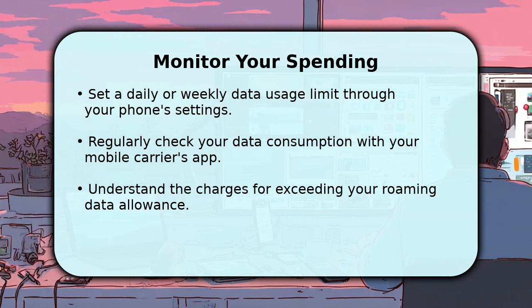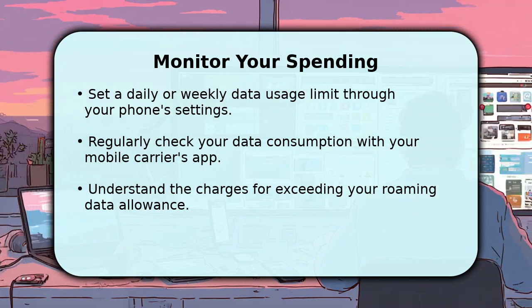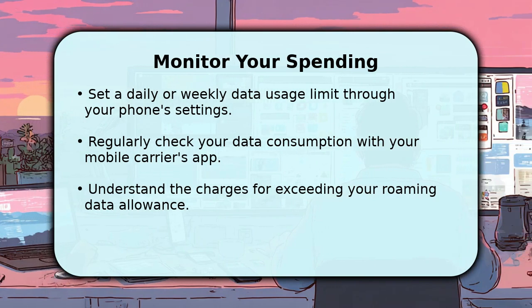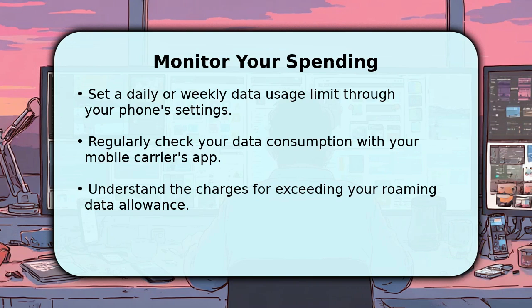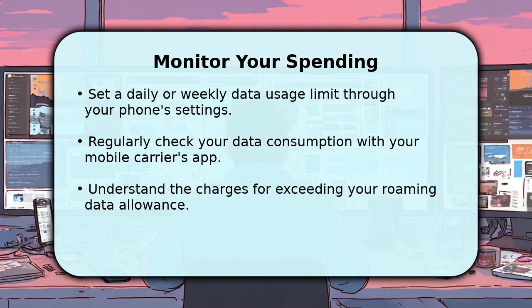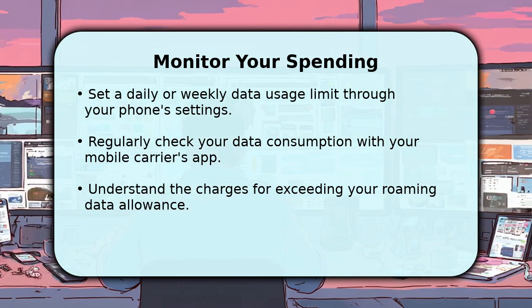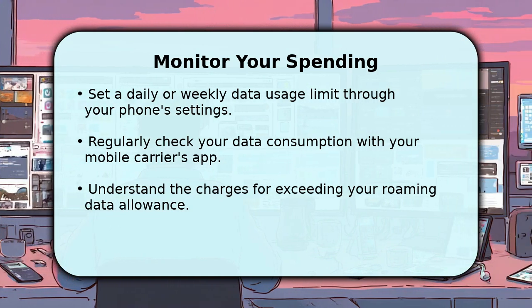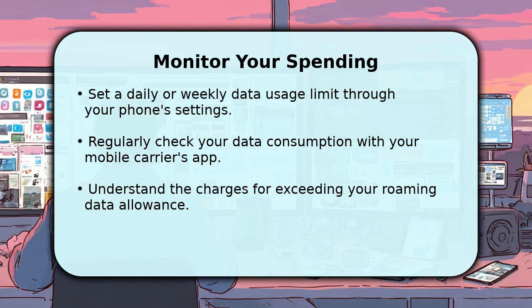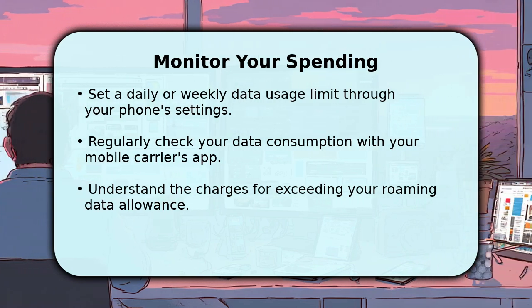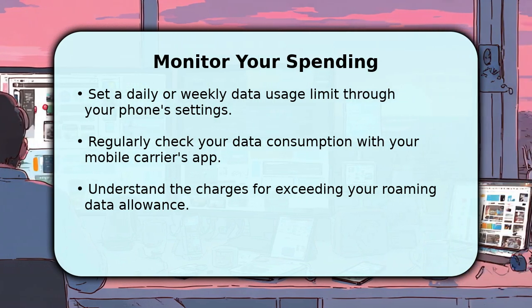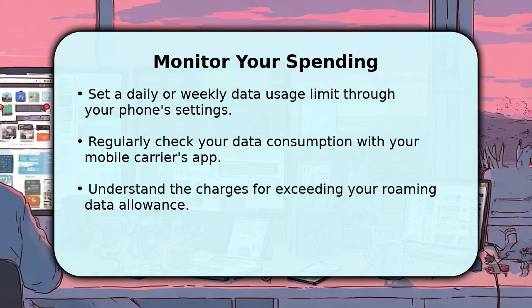Staying informed about your data consumption is crucial for controlling costs. Many smartphones allow you to set a specific data usage limit and alert you when you approach it, preventing accidental overages. Download your mobile carrier's app and check your roaming data balance frequently. This gives you real-time insight into your usage. Be aware that exceeding your plan's data allowance can sometimes incur charges of $10 to $15 per additional gigabyte, so monitor carefully.